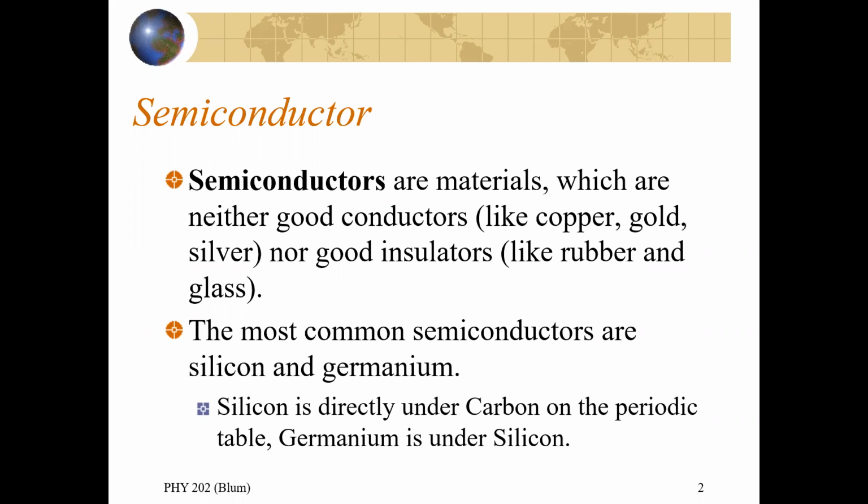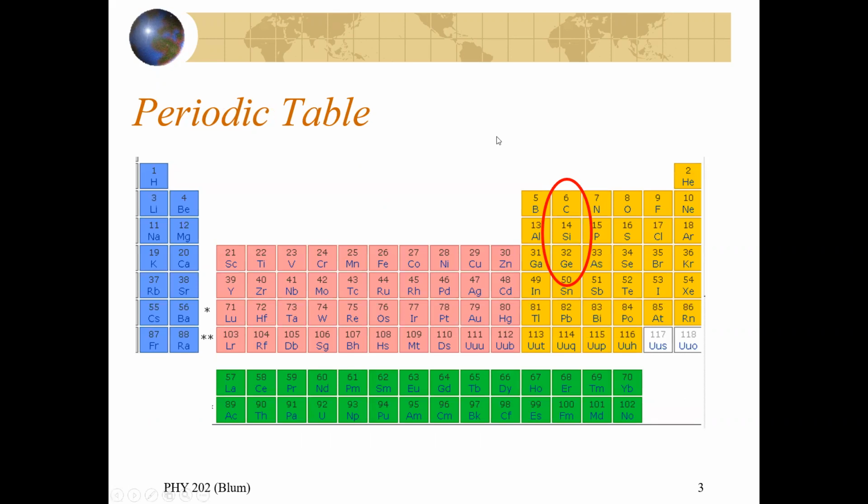Silicon and germanium are our most common examples, and this has a little bit to do with their chemistry, so they fall in a similar place in the periodic table, just under carbon. So this is the vicinity of semiconductor stuff.